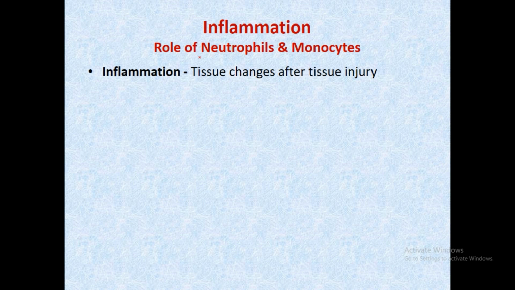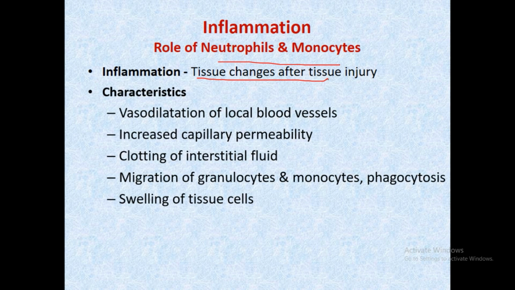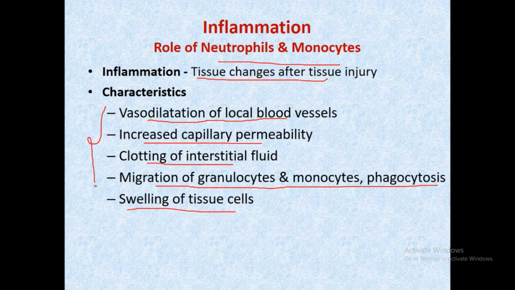Now the inflammation, role of neutrophils and monocytes. Inflammation means tissue changes after tissue injury. When there is an injury to the tissue, then a certain amount of changes take place inside that specific tissue. Characteristics: vasodilatation of local blood vessels, increased capillary permeability, clotting of interstitial fluid, migration of granulocytes and monocytes, phagocytosis process takes place, swelling of tissue cells. So these are the characteristics of inflammation.